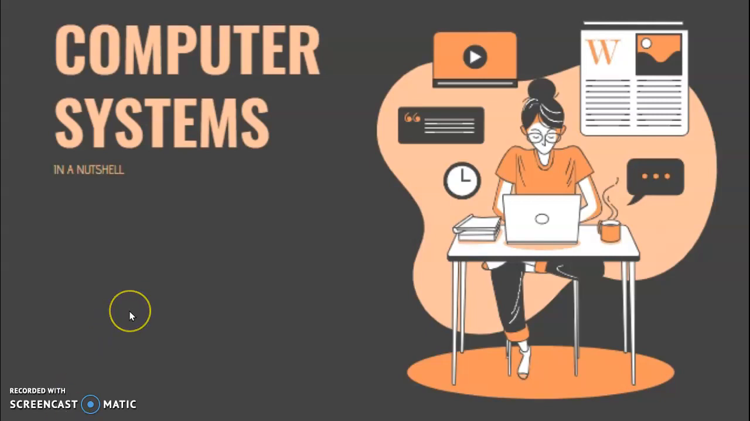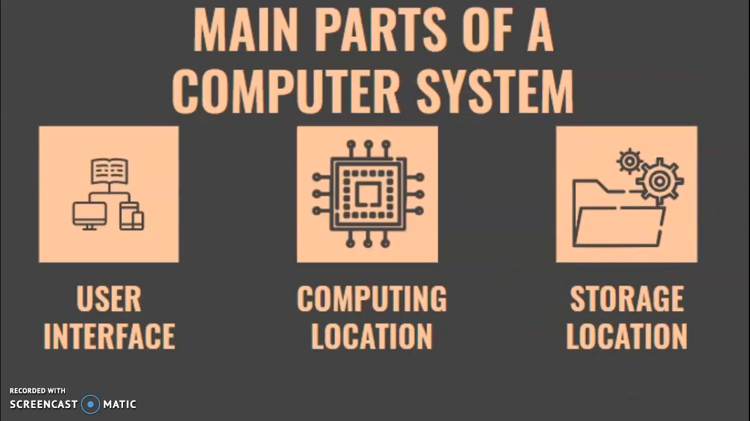Hey everybody, just want to go through computer systems and how computer systems work now. They're a little bit different, but you need a good foundation and understanding of this in being able to get your CAD projects saved in the right spot. So the main ideas that we're going to talk about for computer systems are user interface, computing location, so where it's doing the work, and then the storage location or where it's saving the work.